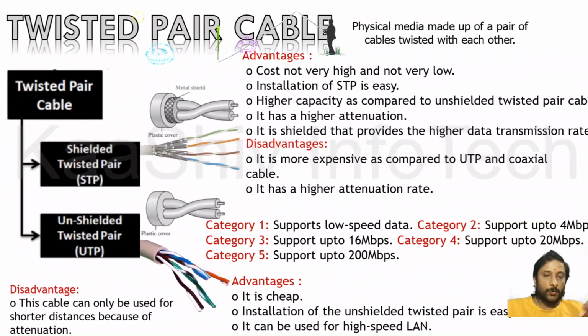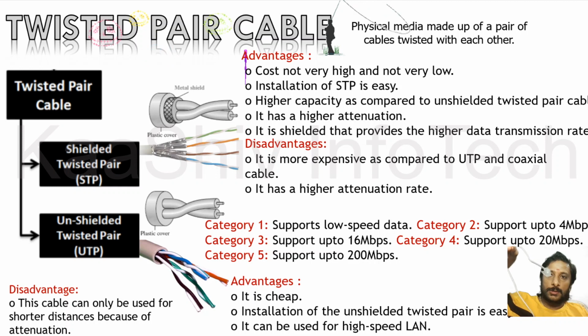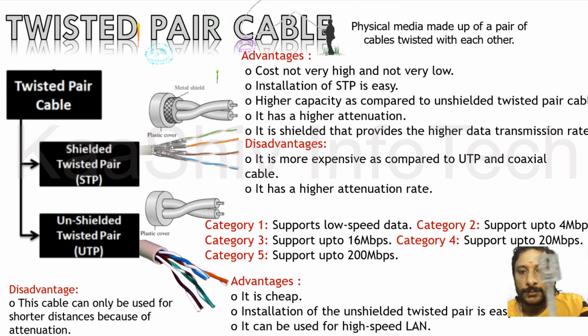The first one, I'm going to talk about the twisted pair cable. If we talk about this twisted pair cable, you are able to see some colors here, and these colors are really important. It is divided into two different types. One is called shielded. So you can see the shield here.